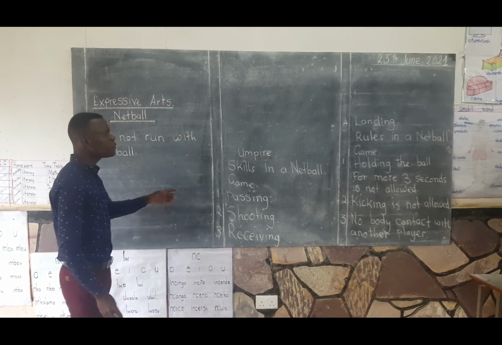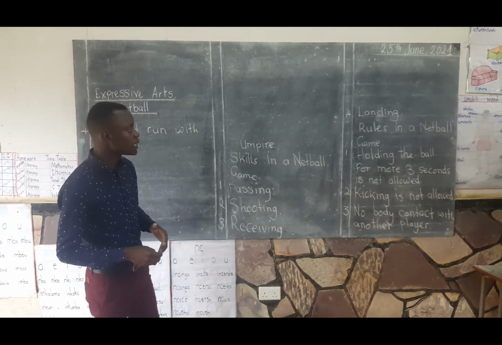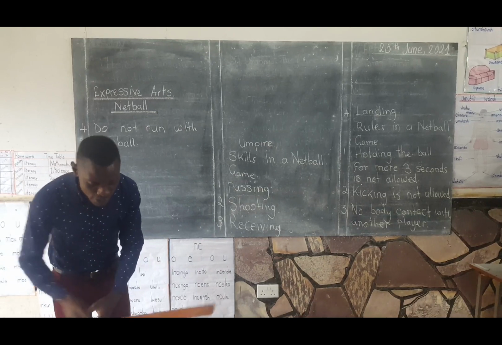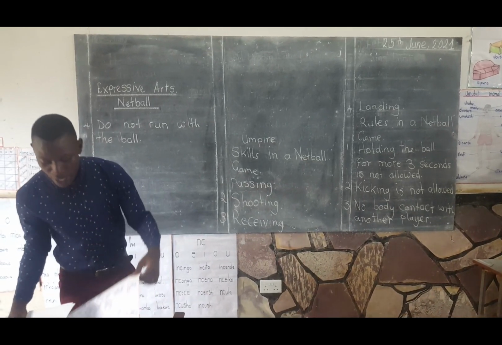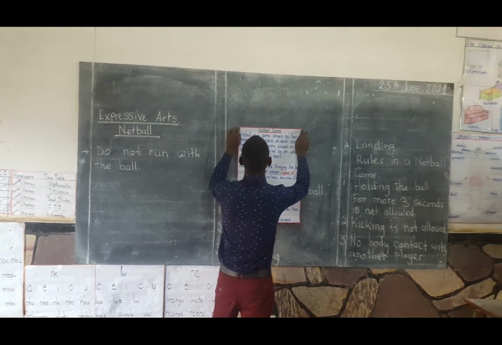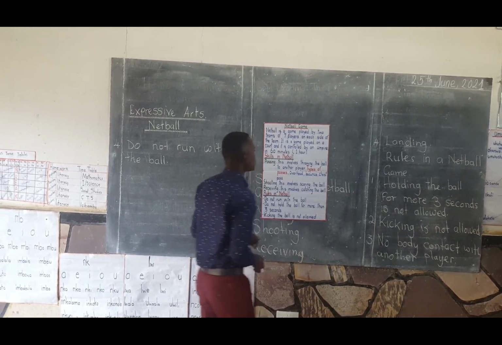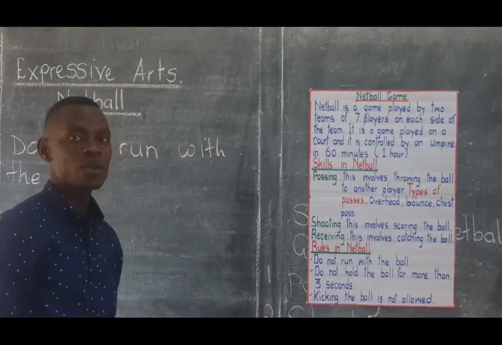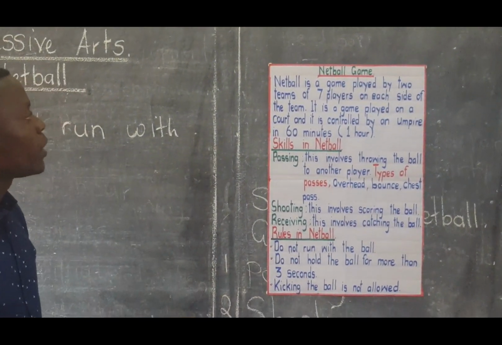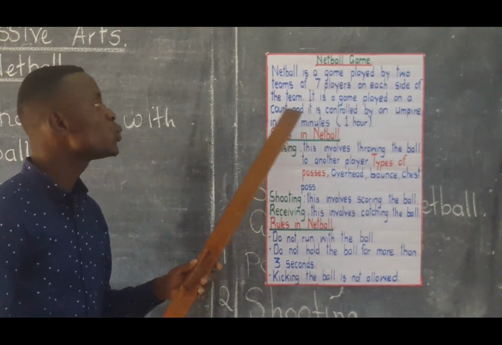Now, before we go to apply something during the exercise, it is important that we go through certain things that we are talking about today in a netball game. With me on the chart, there are things to summarize everything, so that even as you watch, you need to take note. At first we began describing a netball game. We said netball is a game played by two teams.